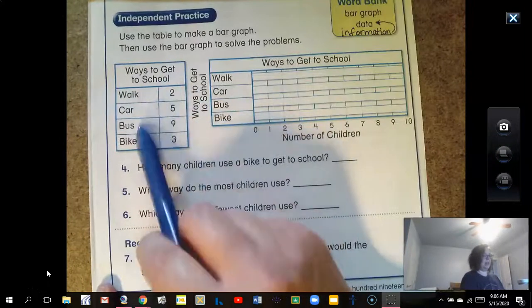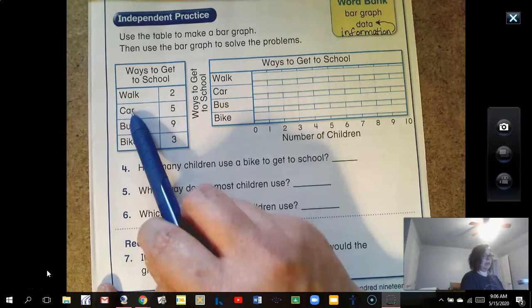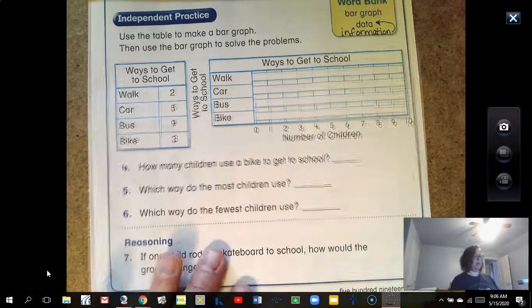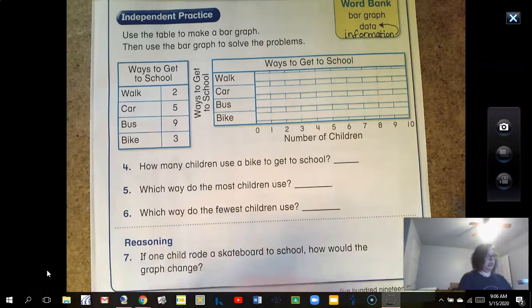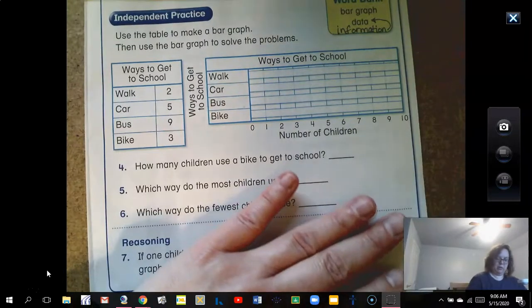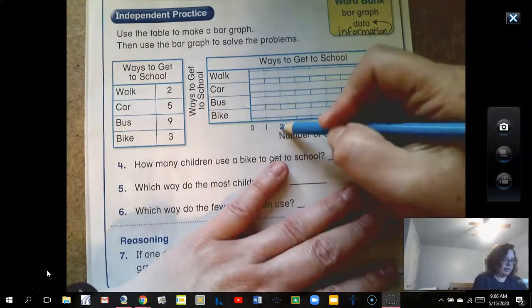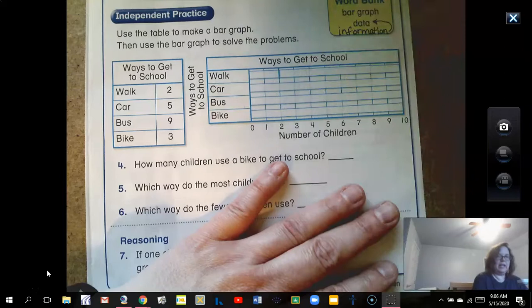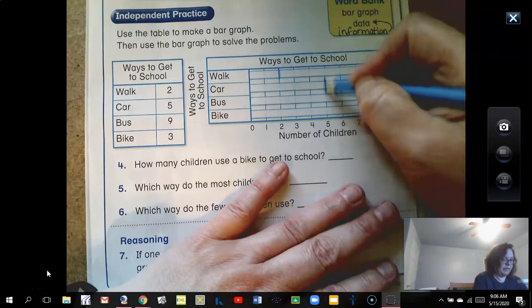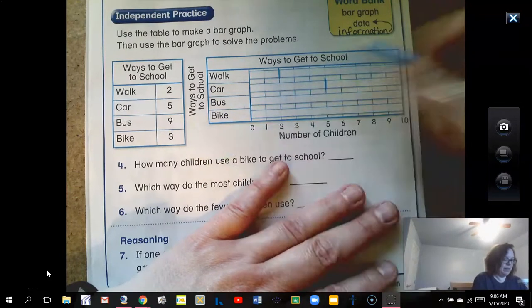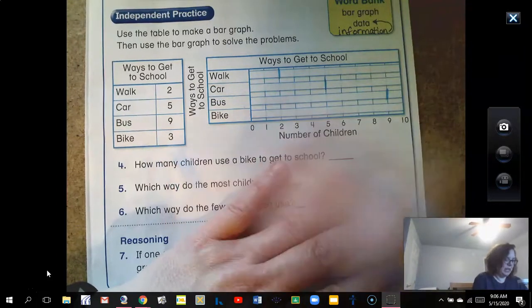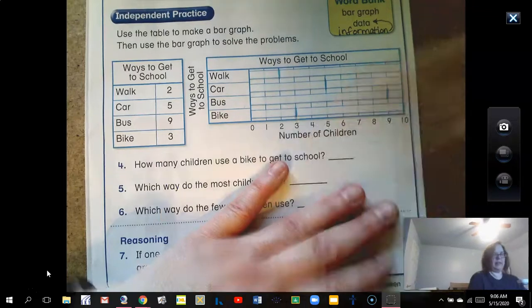Okay, ways to get to school. Walk, 2 people walk. Car, 5 children take a car. Bus, 9 children take the bus. And bike, 3 children take the bike. Ways to get to school. So, I am going to take a look at the number down here. So 2, draw a line there. Car, 5, there. Bus, there. Bike, draw a line there.